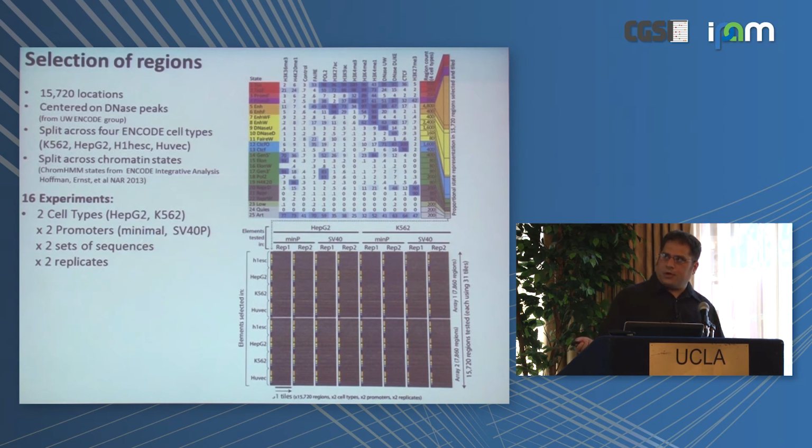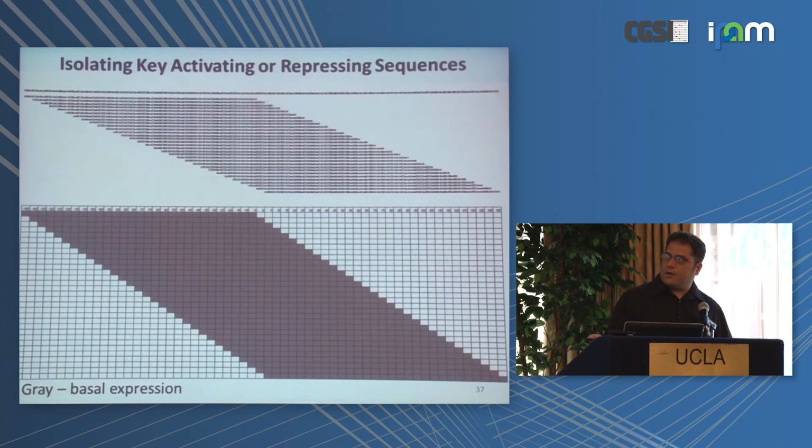And we ended up doing 16 experiments. So we tested all the locations in 2 cell types with 2 different types of promoters, a minimal and a SV40, which has more basal activity potentially. We had 2 sets of sequences based on the same design strategy, but they were different sequences, and then everything was done in replicate. So this is an illustration of the design here of what we're testing at one location.